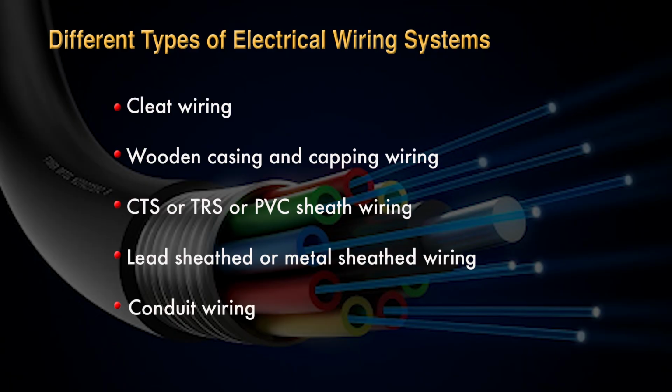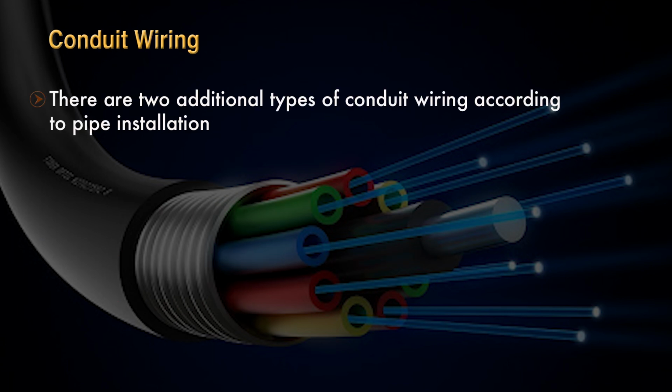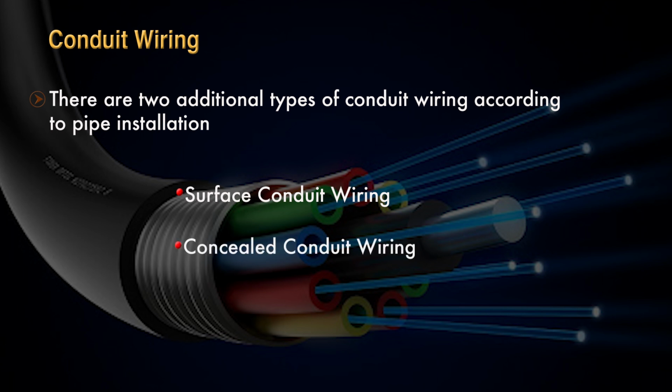There are different types of electrical wiring systems. First one is cleat wiring, second is wooden casing and capping wiring, third is CTS or TRS or PVC sheath wiring, then lead sheath or metal sheath wiring, and the last one is conduit wiring. Here we are going to discuss only conduit wiring. In conduit wiring there are two types according to pipe installation. The first is called surface conduit wiring and the second is called concealed conduit wiring.